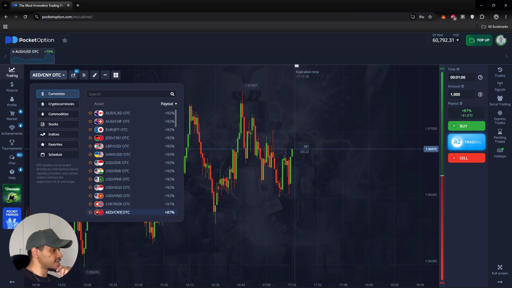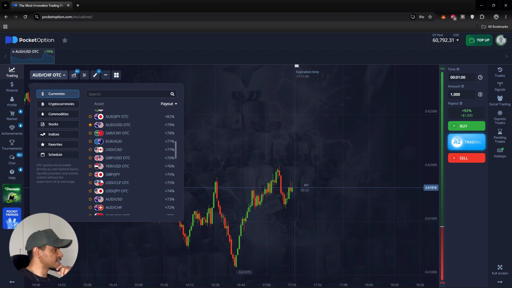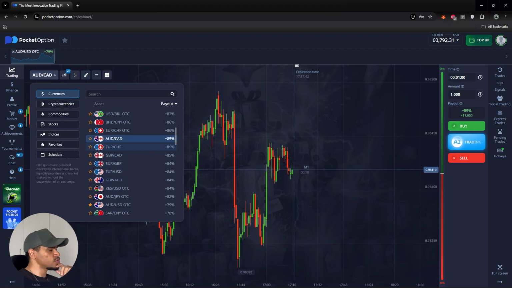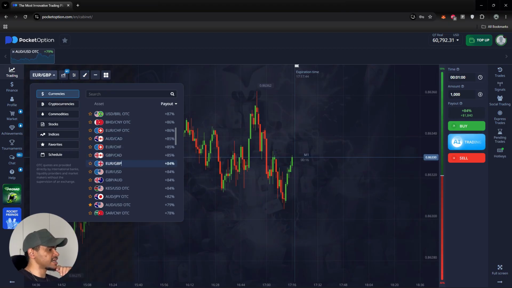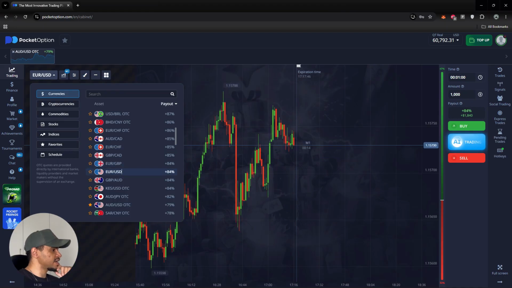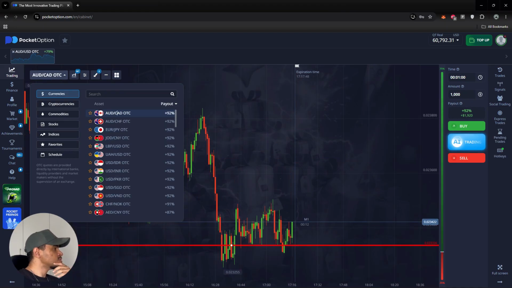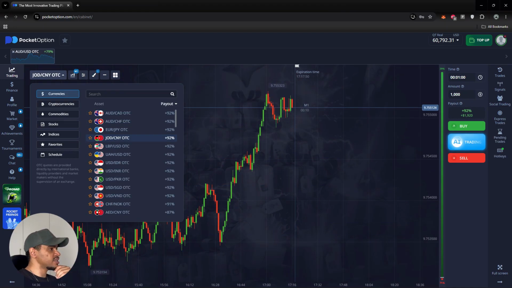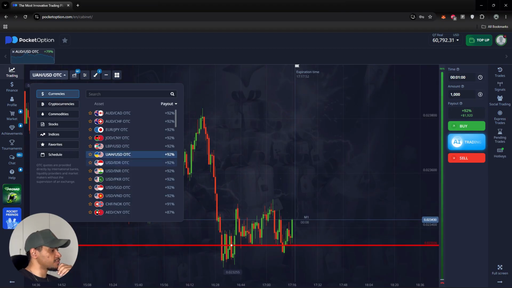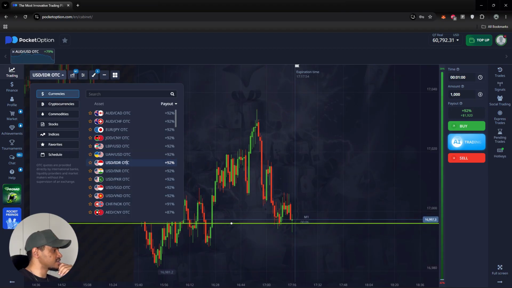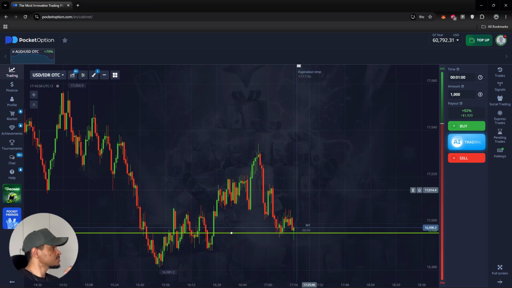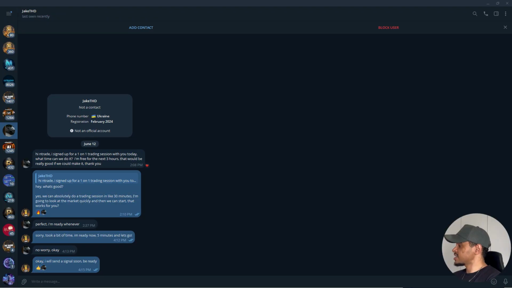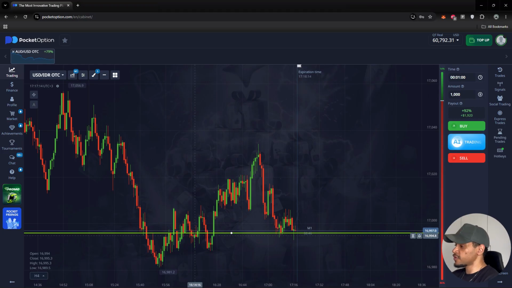We're gonna look through these quickly. We're gonna find an OTC asset, most likely, as there's only a few assets in real market that actually have a decent payout. So for now we're gonna try to do some OTC trading, and maybe in the end we're gonna find an asset on real market that we can trade with. All right, we're gonna start with United States dollar IDR. This is gonna be our first entry, and we're gonna look to take a buy position.